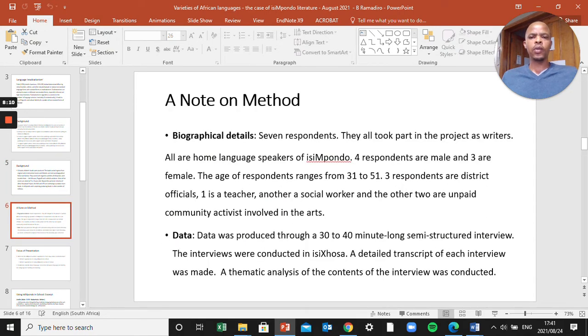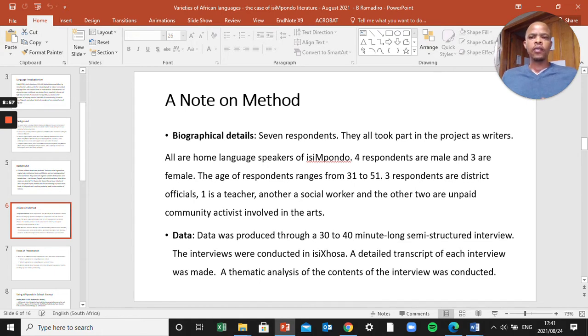Okay, a very quick note on the method of how we collected data for this specific presentation. We collected data from about 7 respondents, all of whom were writers in the project, and all of whom were home language speakers of isiMpondo. Of course, they also spoke and wrote isiXhosa as the standard form. 4 of the respondents were male and 3 were female. Their ages ranged from 31 to 51. 3 respondents were education district officials, subject advisors specifically. 1 was a teacher, another a social worker, and 2 were young community activists involved in arts and language activities.